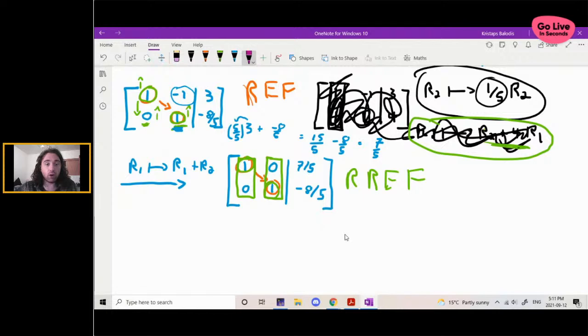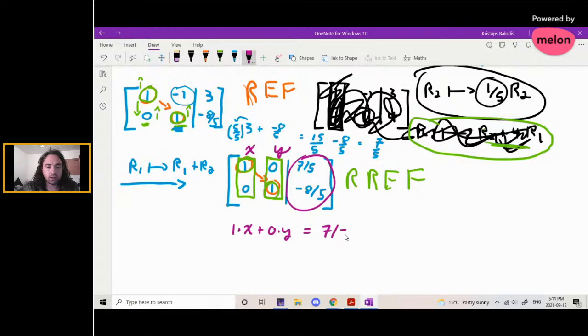And so now, if we try and solve this system of equations, it's much easier. We can basically read it right off, right? So remember that the entries in the first column are the coefficients of x. The entries in the second column are coefficients of y. And then we have our constants. So this is 1 times x plus 0 times y is equal to 7 over 5. And then 0 times x plus 1 times y is equal to minus 8 over 5.